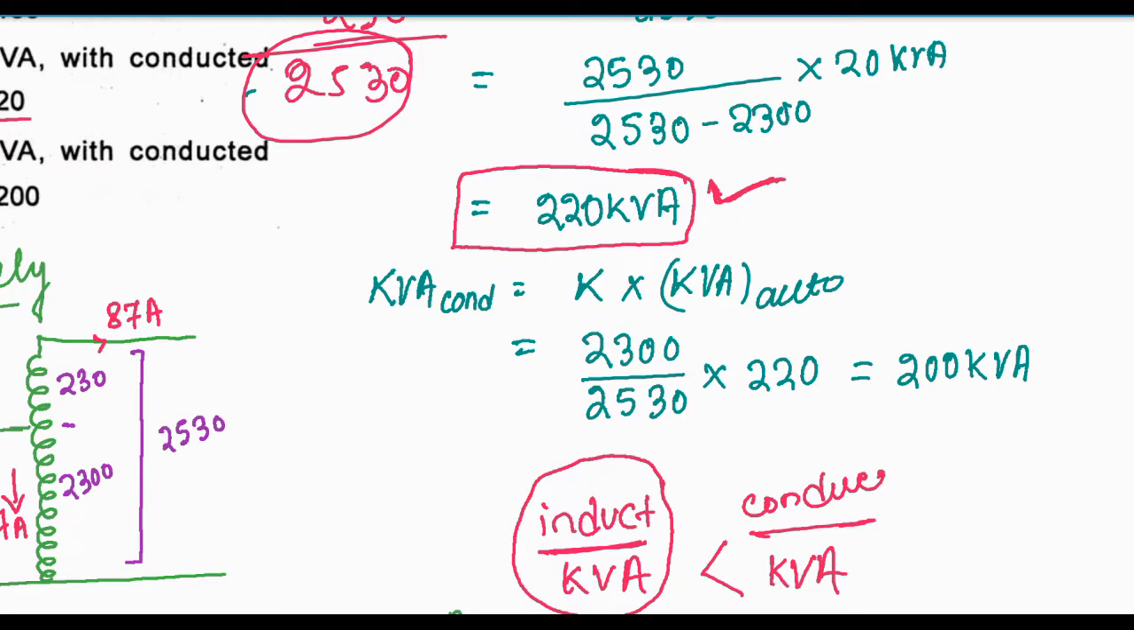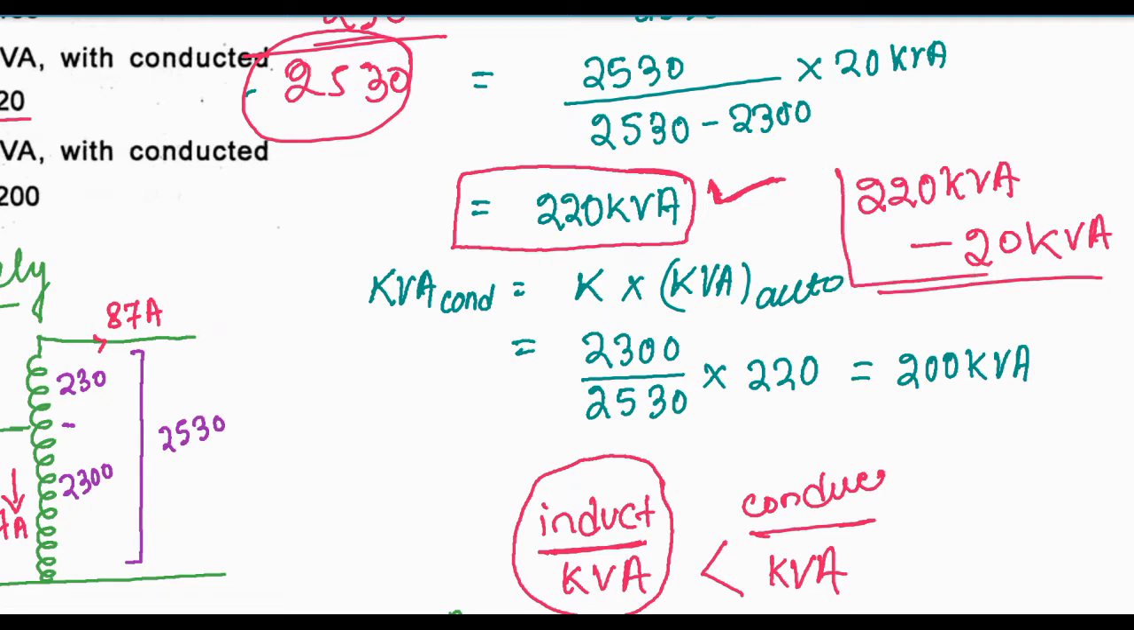So what will be the conducting kVA? 220 kVA of the auto transformer minus 20 kVA of inductive. So the conducting kVA will be 200 kVA. Also we can apply the formula, that is K into auto transformer kVA. So K is 2300 by 2530 into 220, which will also be equal to 200 kVA. So this is the formula we are using.